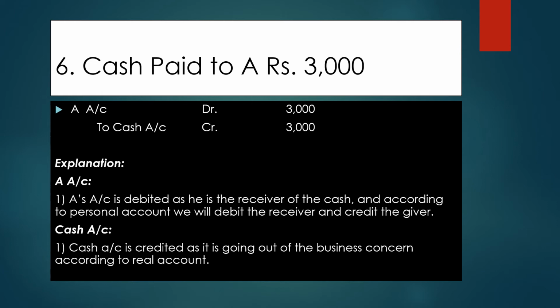Now let us see what is the explanation for this. A account. A's account is debited as he is the receiver of the cash. As we have understood this, A is receiving cash, and according to the personal account, we will debit the receiver and credit the giver. So this is what we have followed in recording that entry. Next, cash account. Cash account is credited as it is going out of the business concern. According to the real account, we need to credit it. So that is what we have done here.